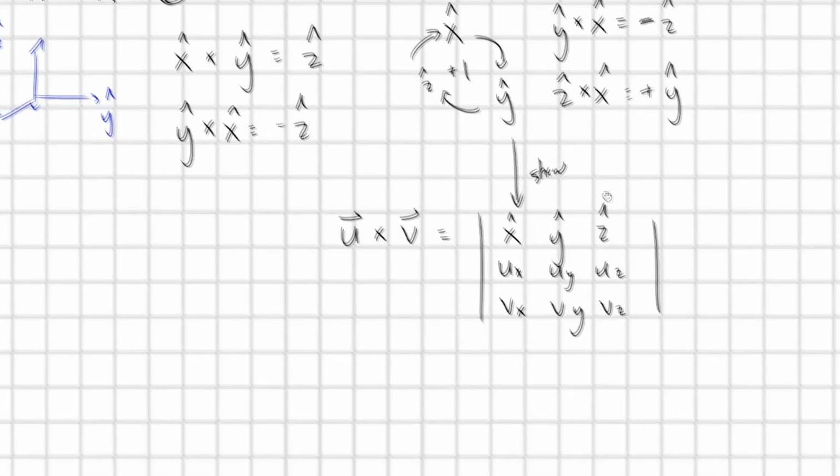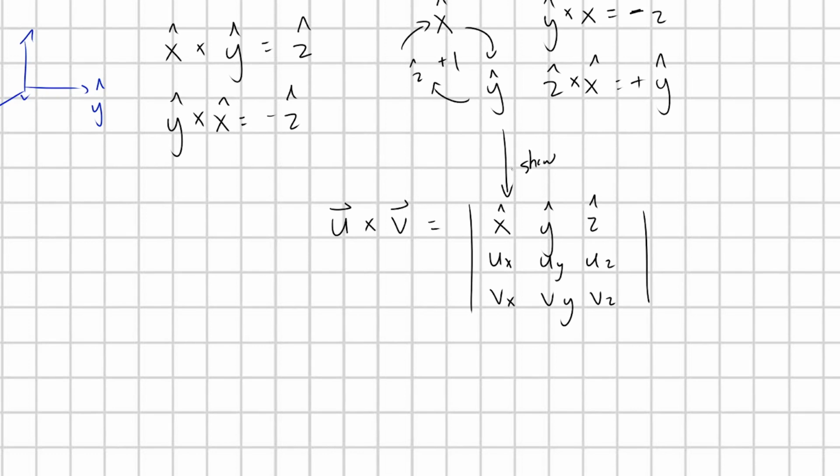And it would be criminal of me not to show this last bit here, that you can use these relations to come up with a very general, nice and easy formula to calculate cross products in Cartesian coordinates. All you have to do is throw your unit vectors in the top row, the x component, y component, and z component of your first vector in the second row, and the x, y, and z components of your second vector in the third row, right? If you just take that determinant, it's going to give you the cross product in Cartesian coordinates.